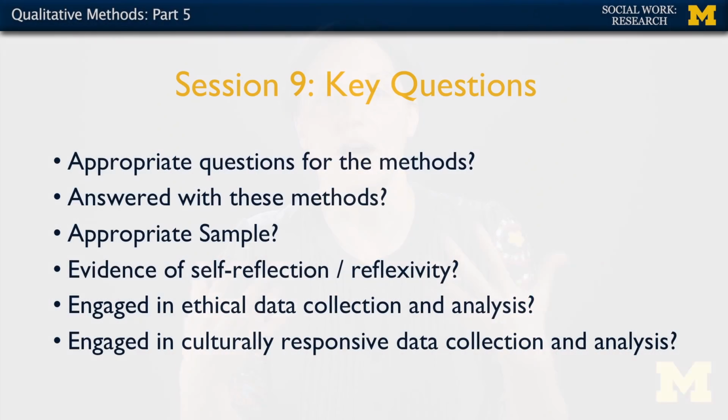So a final question to consider, and this is not a comprehensive list, is, how has the research engaged in culturally responsive data collection and analysis? For example, there are some communities that are very suspicious of data collection for a variety of reasons. They've been historically oppressed, historically discriminated against, and data has been collected and used in ways that have been really problematic.